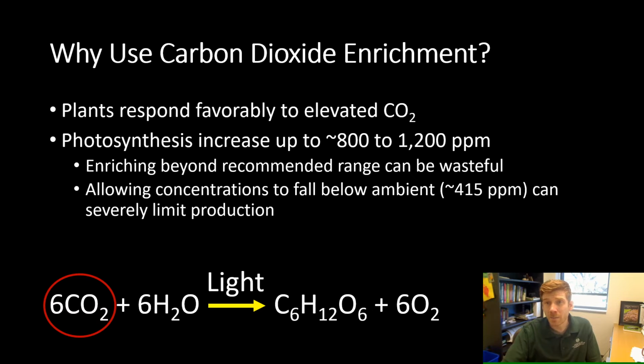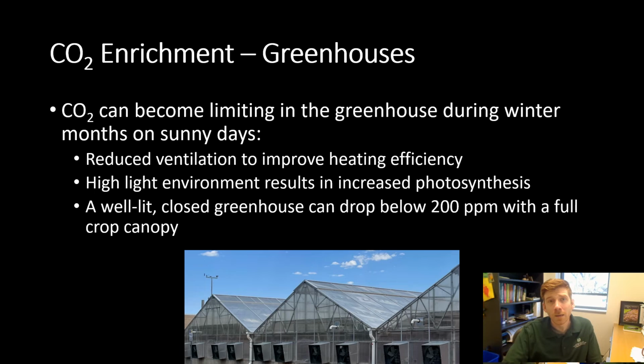However, one of the greatest limitations to photosynthesis and growth occurs when CO2 concentrations fall below the ambient concentration outdoors. Now, a great example of this can be observed with greenhouse production during the winter months on a clear, sunny day. Specifically, the clear, sunny conditions in the greenhouse will ensure our crop has adequate light for photosynthesis, which we would all generally consider to be a good thing.